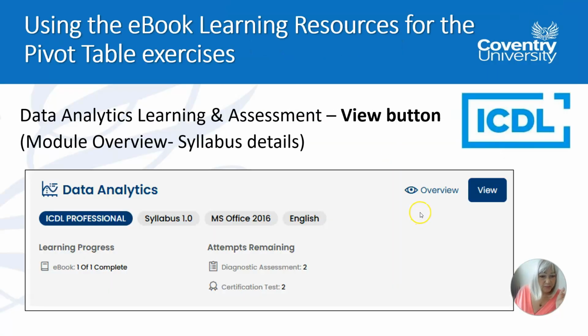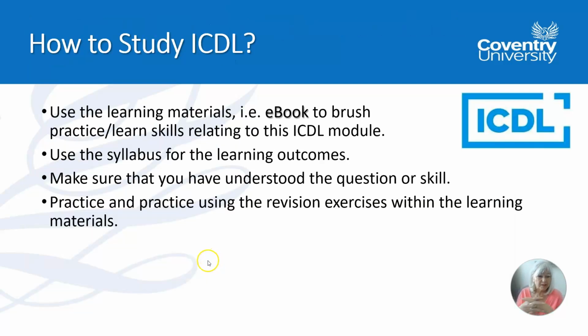So you know your learning outcomes, you know how to get to your eBook learning resources, and today we're going to concentrate, remember, on pivot tables, but I mean all the resources as you work through the eBook as you need to. So how do we study ICDL then? So you've got your learning materials through your eBook, you're going to practice or learn skills relating to the ICDL module, the data analytics. You're going to use the syllabus to look at your learning outcomes, and what you could do as an exercise, you could actually tick off some of the things that you feel quite confident about, and that way you can tailor the learning materials to meet your needs.